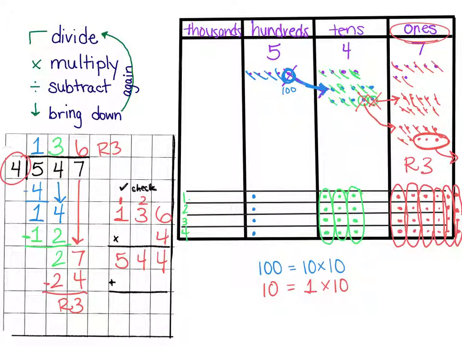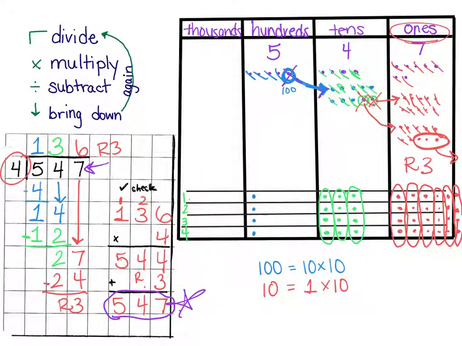So we're going to add our remainder of 3. So don't multiply here. You have to remember now we are adding. So 4 plus 3 is 7. And 4 plus 0 is 4. And 5 plus 0 is 5. So here's our answer, 547. And that is the same as this. So our answer is correct.